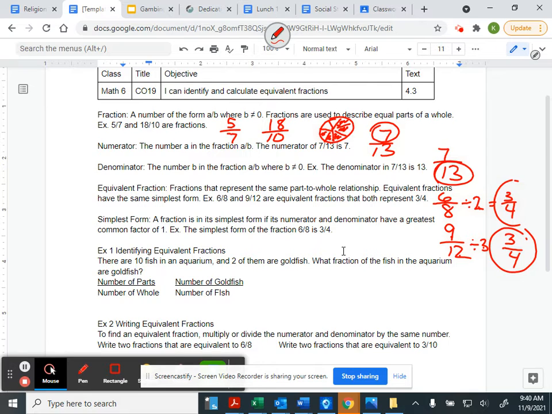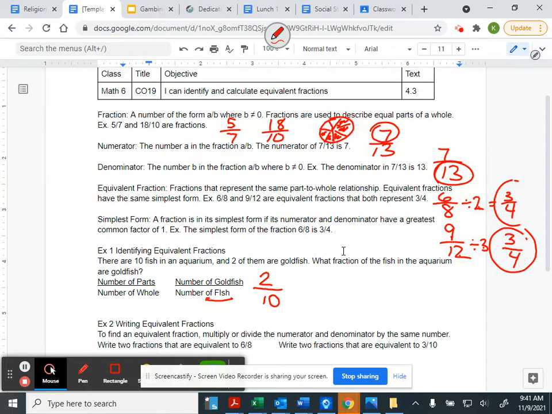So let's look at our example. Identifying equivalent fractions. There are 10 fish in an aquarium, and 2 of them are goldfish. What fraction of the fish in the aquarium are goldfish? So the numerator is the number of parts that you have. The denominator is the number of the whole, how many altogether. There were 2 goldfish. Out of how many fish altogether? There were 10 fish altogether.